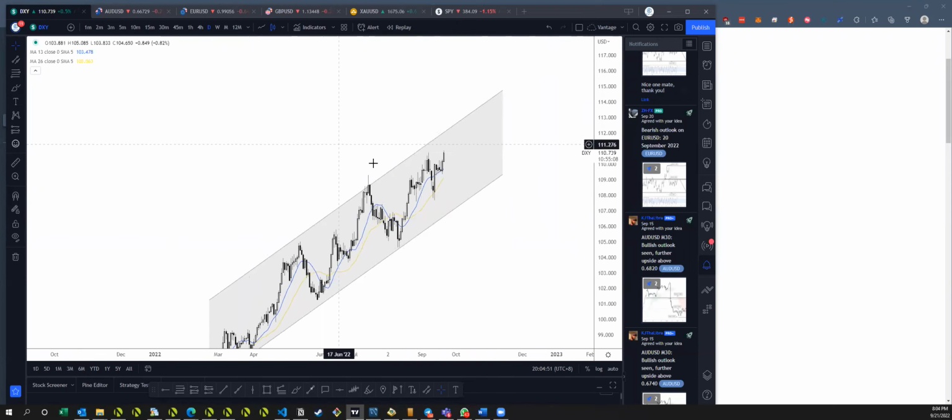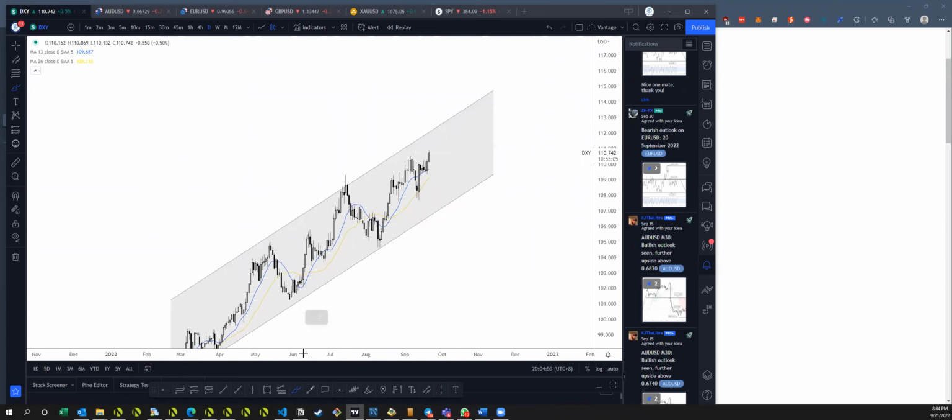Okay, so we do know that this upward move has these two higher highs, these higher lows, and now we're making this higher high. If you look at the RSI, in terms of the strength, it's relatively similar.